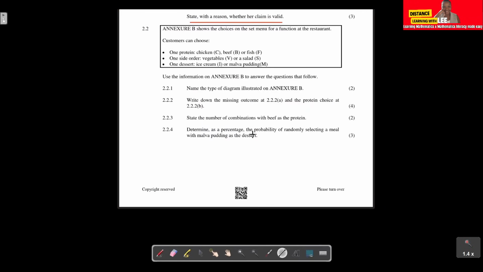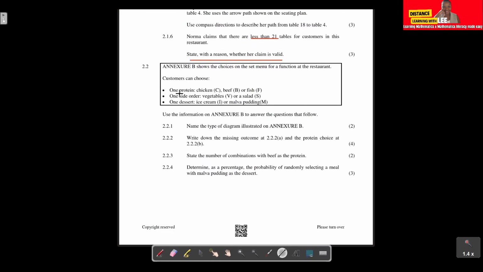Let us have a look at question 2.2. It says that extra B shows the choices on the set menu for a function at the restaurant. So we're still under the theme of this restaurant. We are told that customers can choose one protein: the chicken, which is the C, the beef, or the fish. Then they can choose one side order, maybe a vegetable or a salad. And then they can also choose one dessert.